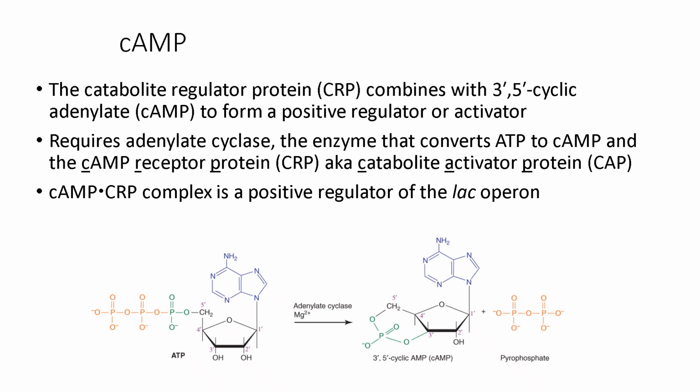The catabolite regulator protein, or CRP, forms a complex with 3', 5' cyclic AMP, commonly known as cAMP. Together, they act as a positive regulator of the lac operon. For this to happen, the enzyme adenylate cyclase must convert ATP to cAMP. Once formed, the cAMP-CRP complex binds to a specific site on DNA and activates transcription. This system is crucial for increasing transcription of the lac operon when glucose is no longer available.